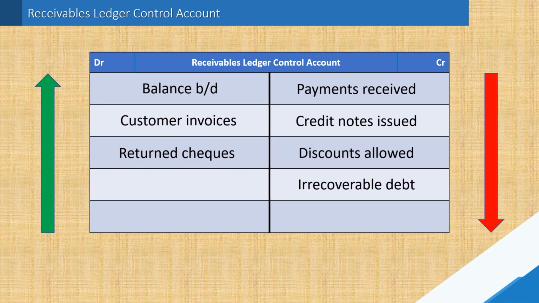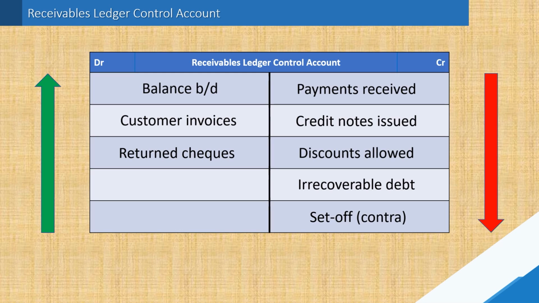Finally, there may be occasions where a customer is also a supplier, and there will be amounts which are owed to the business and amounts which are due from the business. And the business may agree to set off one amount against the other, and this is called a contra. And if we agree to reduce what the customer owes, it will be a credit entry.